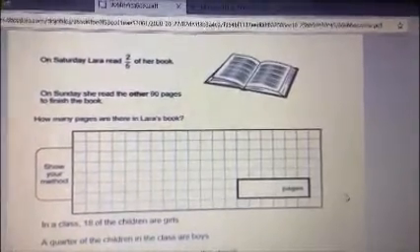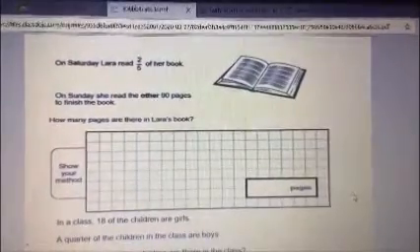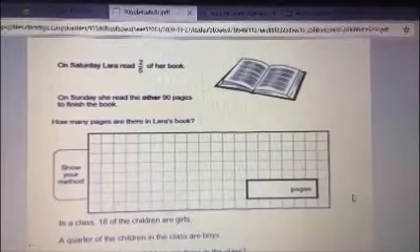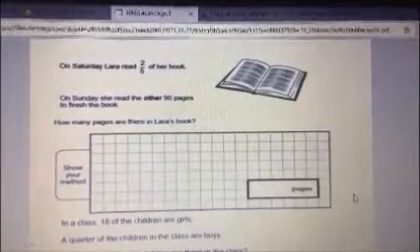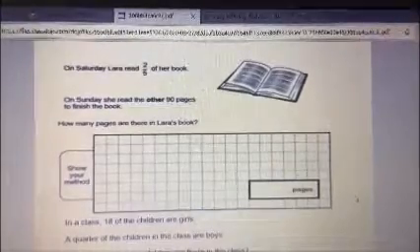Right, now I'm going to take you through this little problem here. It's a SAT style question. On Saturday, Lara read 2/5 of her book. On Sunday, she read the other 90 pages to finish the book. How many pages are there in Lara's book?